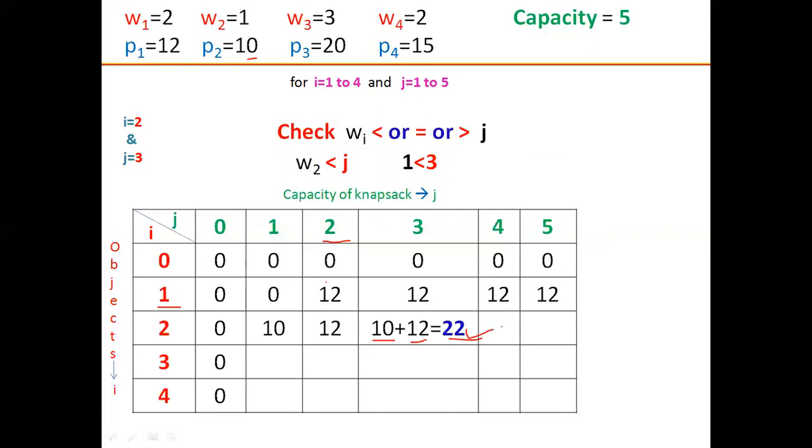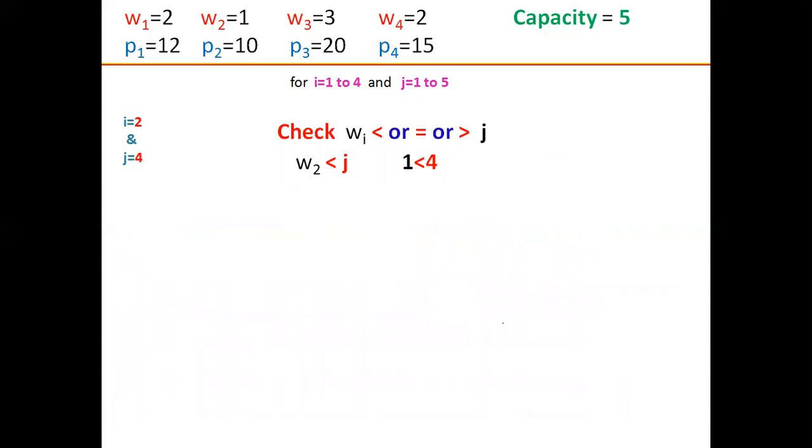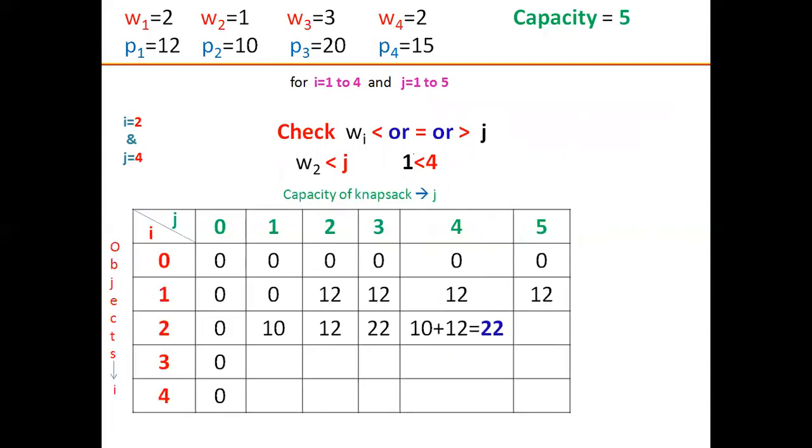Now similarly, I have to fill the second row, fourth column. The second row is W2, weight 1, fourth column, capacity 4. So 1 is less than 4, I can add this object. By adding this object, I will earn the profit of 10 plus the remaining capacity, which is 4 minus 1. 4 minus 1 is 3.